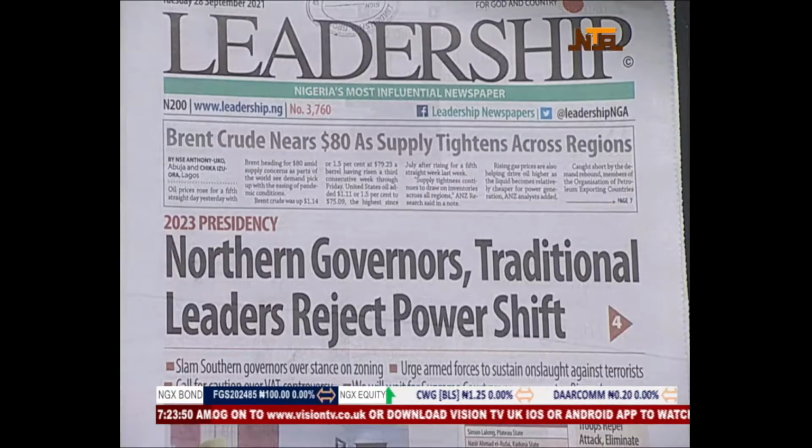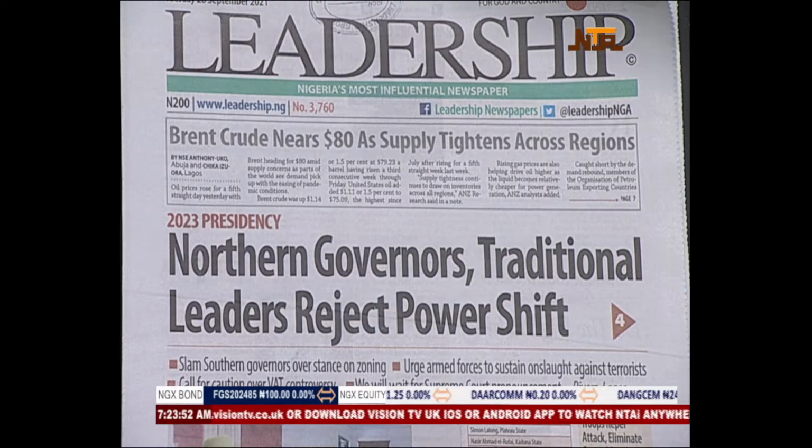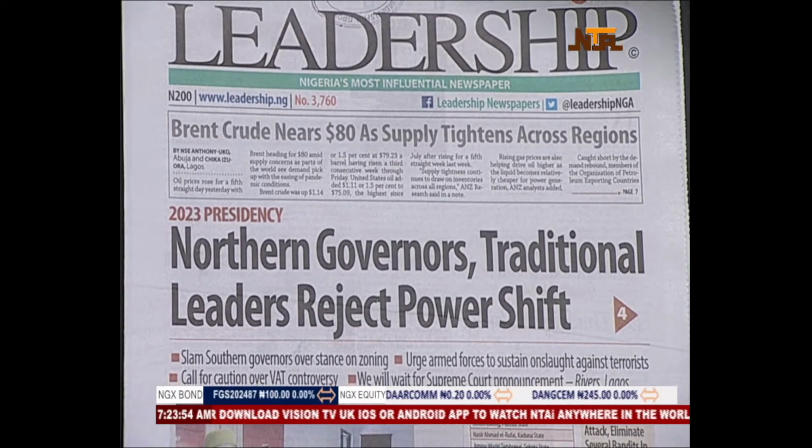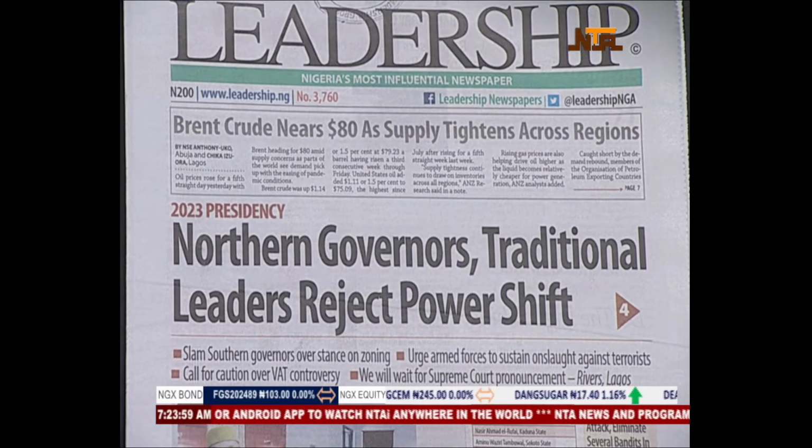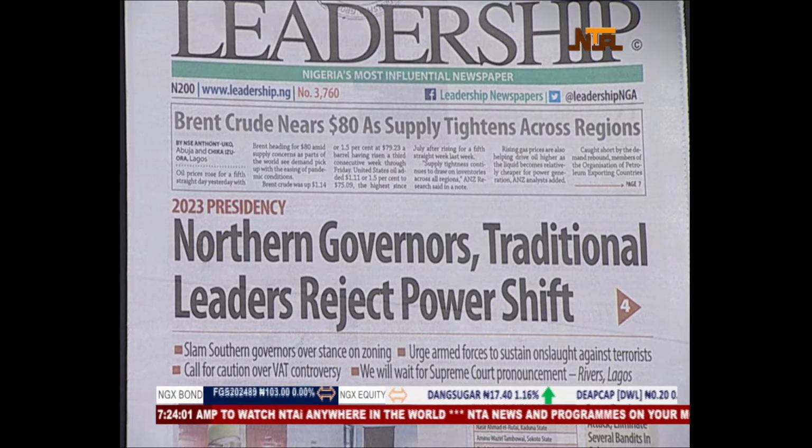Kinsley? All right, let's also take a look at the front page of the Leadership newspaper. Immediately below the nameplate, Brent crude nears $80 as supply tightens across regions. And this story is also the 2023 presidency. Northern governors and traditional leaders reject power shift. That's page 4. You have a number of riders in that headline.